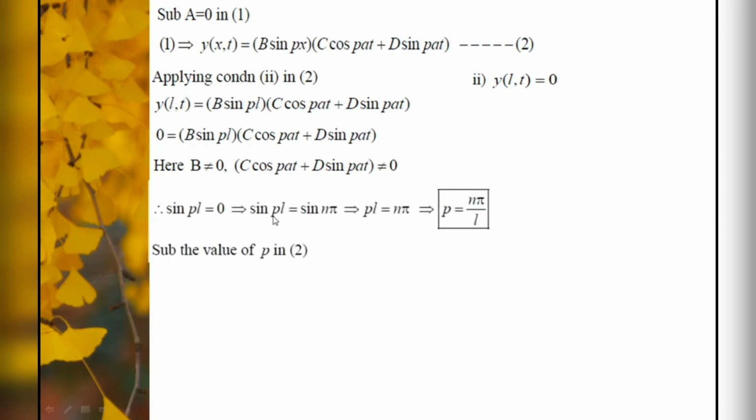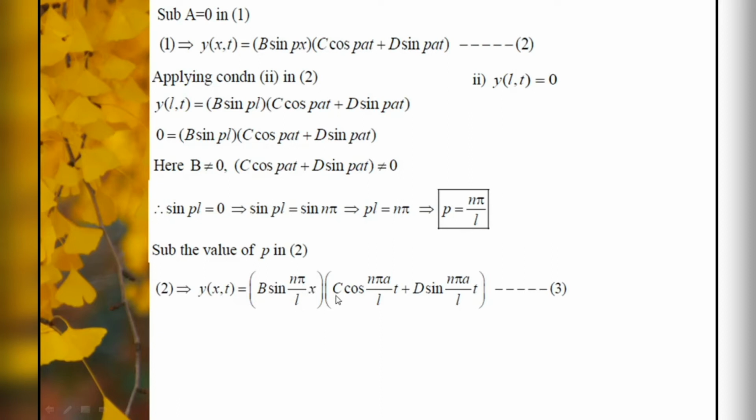Sin PL equal to 0 means it should be a multiple of n pi. So, sin PL equal to sin n pi. Therefore, PL equal to n pi. Therefore, P equal to n pi by L. Now, we have to substitute P equal to n pi by L in our equation number 2. Therefore, we get y of x comma t equal to b into sin n pi x by L into c cos n pi at by L plus d sin n pi at by L.